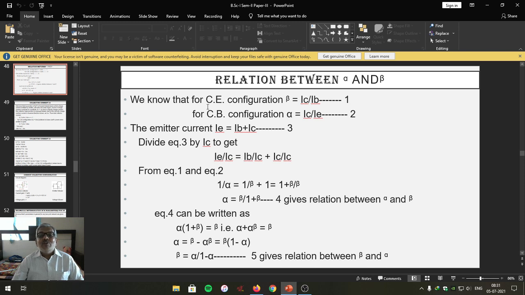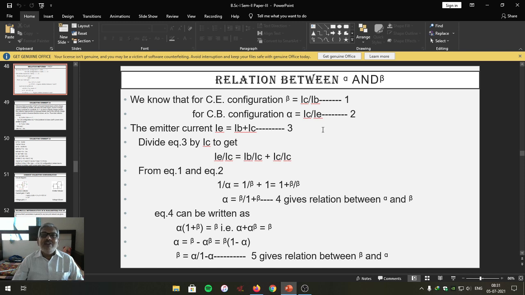Similarly, for common base configuration, by the same definition, we can say the current gain, which is denoted by alpha, is the ratio of output current IC, that is collector current, upon input current IE, that is emitter current. Let me represent this equation by equation number 2.